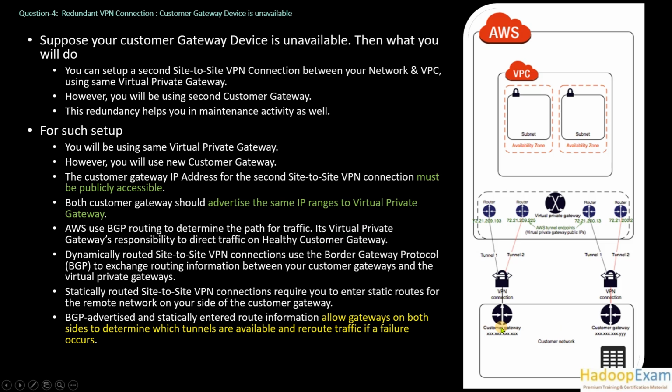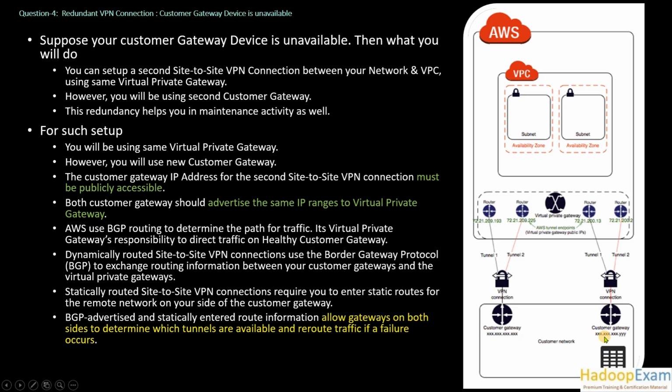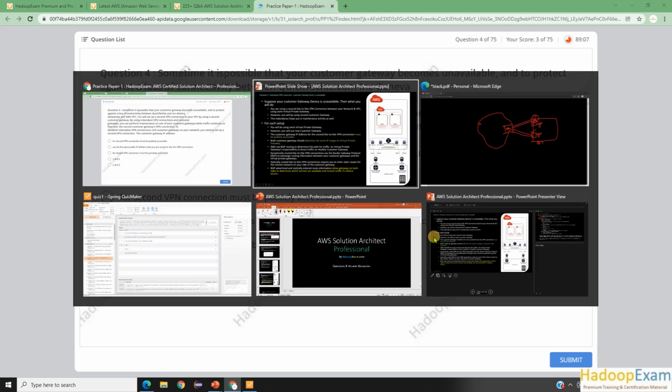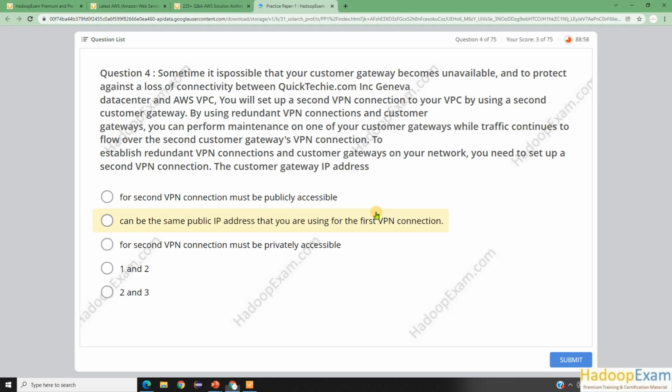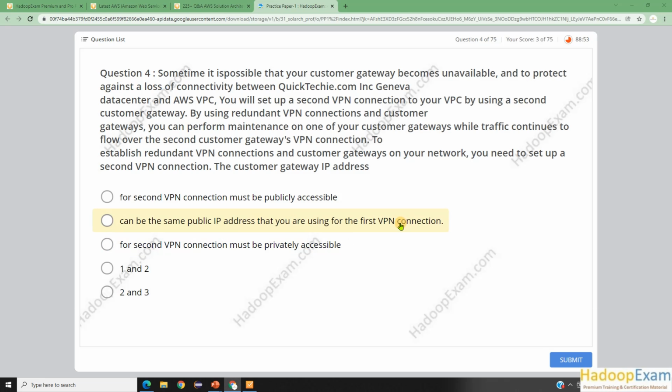Okay, so it is a bit confusing. It looks to me the second option is also correct. It can be the same public IP addresses that you are using for the first VPN connection, so the same VPN address you can have. Both customer gateways should advertise the same IP ranges to the virtual private gateway. It is talking about range.